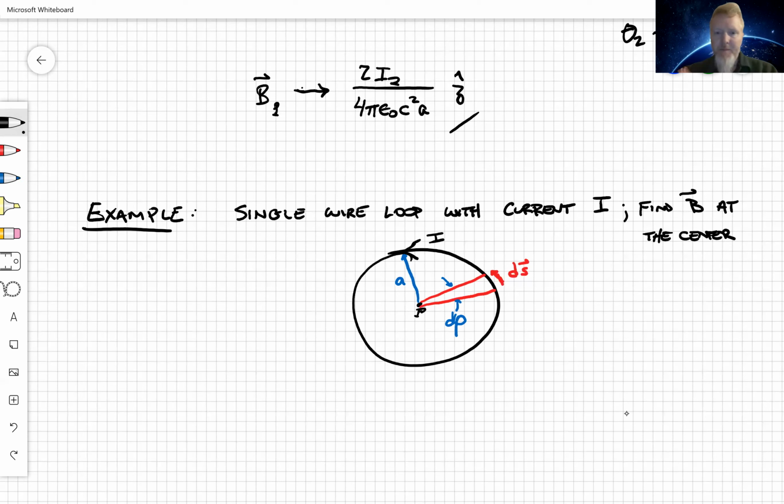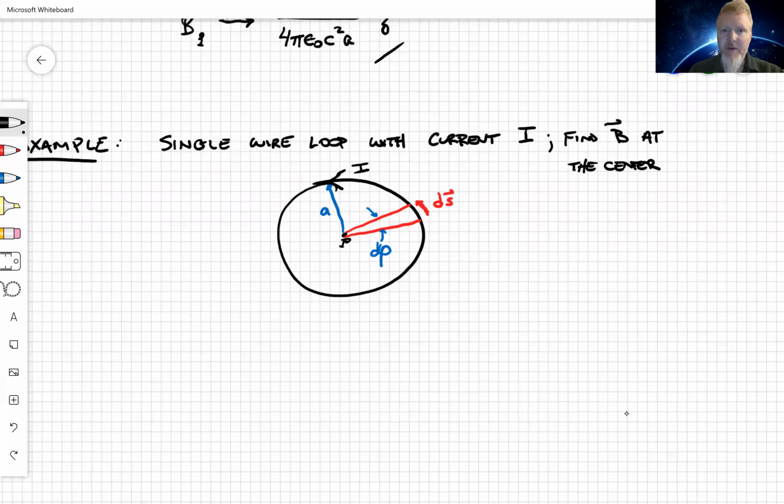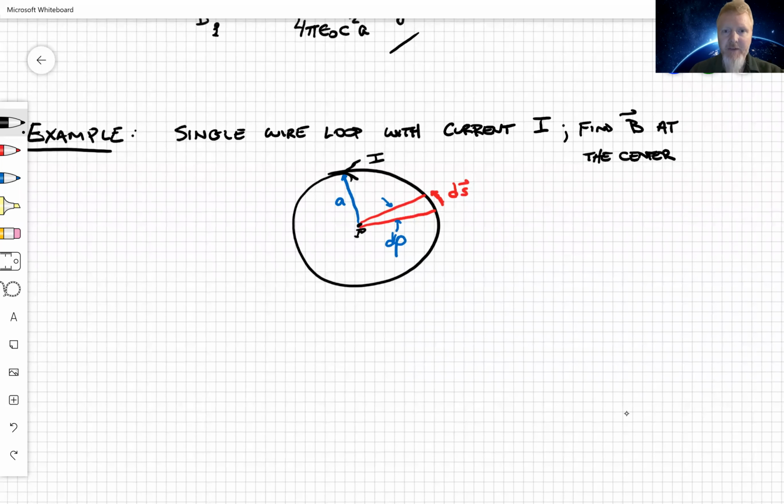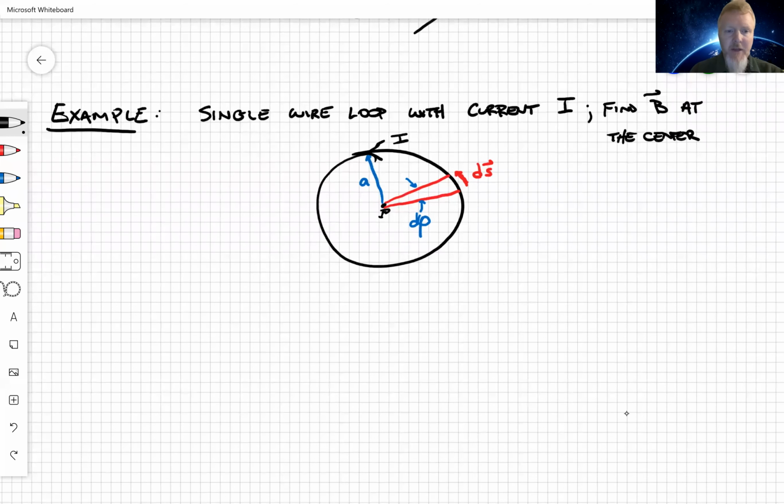All right, so we're going to find what the magnetic field is in the middle of the loop. So let's just slam it with the Biot-Savart, and that means that dB at point P is equal to K over c squared I.